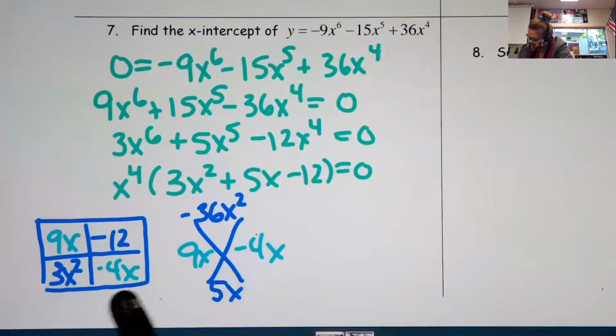And then I'm going to find the outside. So this is going to be a 3x and an x.